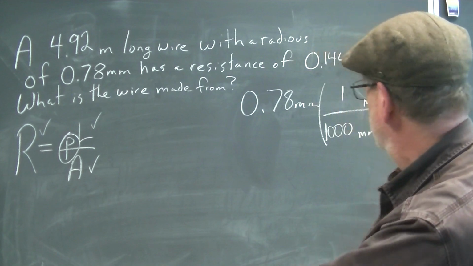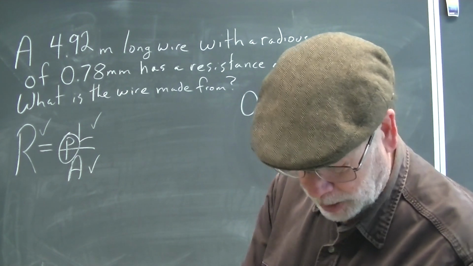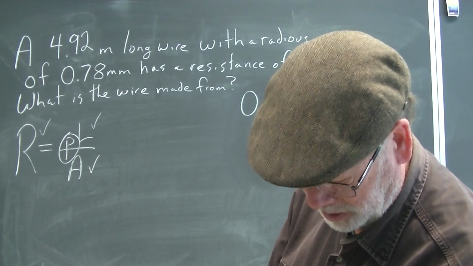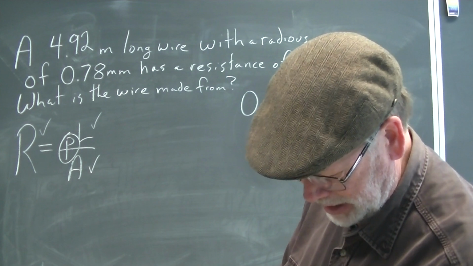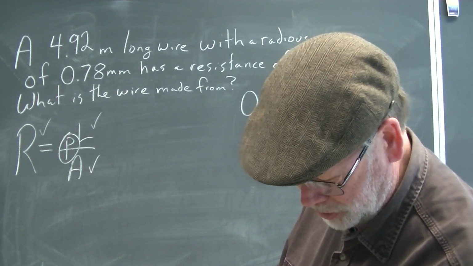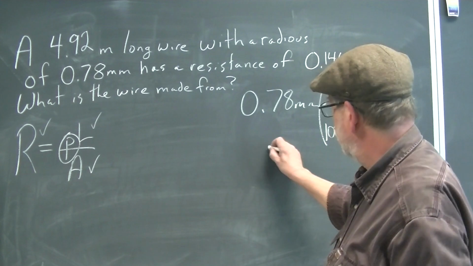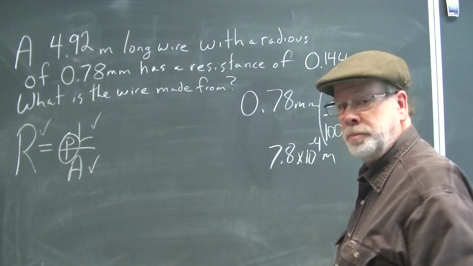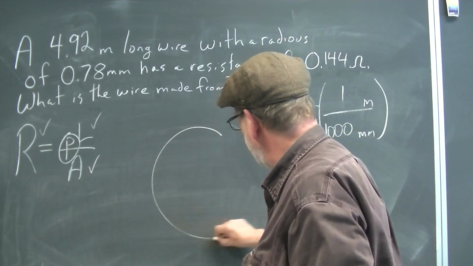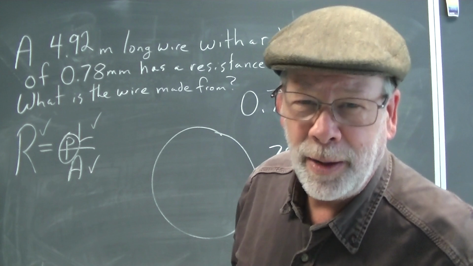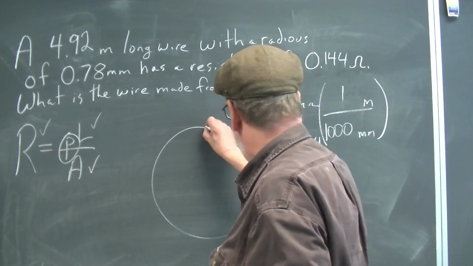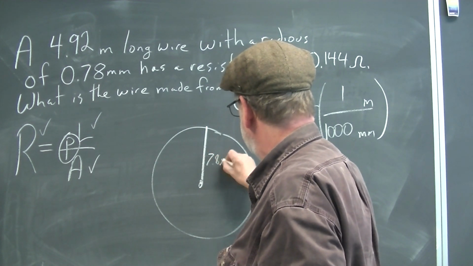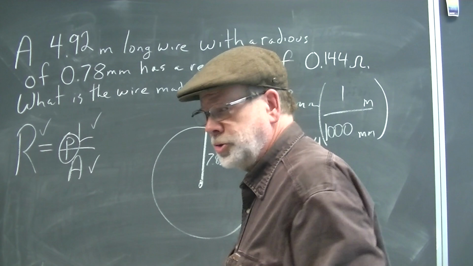So we end up just dividing 0.78 by 1,000. All right, and put it in scientific notation to make it nice and easy to use. And that's going to come out to 7.8 times 10 to the minus 4th meters. Very handy. And now let's draw that circle. It's really good to diagram stuff, so you keep it clear in your head. And the radius is your 7.8 times 10 to the minus 4th meters.